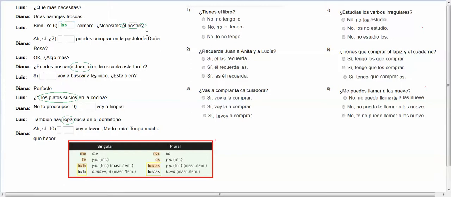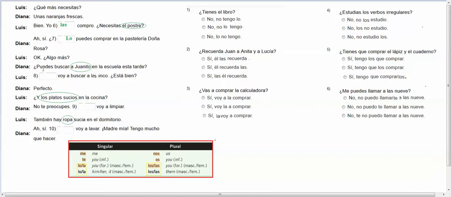¿Necesitas el postre? So then he asks if she needs the dessert, and she says, sí, puedes comprar en la pastelería Doña Rosa. He can buy what? He can buy it, meaning the postre, the it. This is masculine, so the it we need is the masculine singular, which would be lo. Lo puedes comprar en la pastelería Doña Rosa.